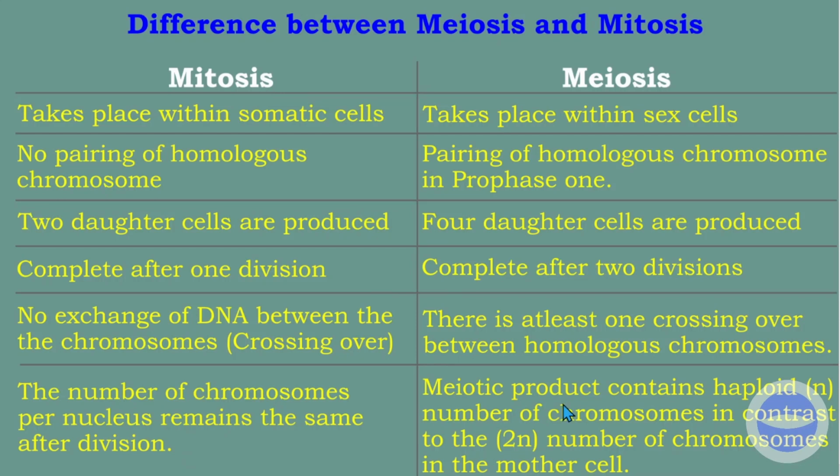And meiotic products contain the haploid number of chromosomes in contrast to the diploid number of chromosomes in the mother cell. We know that the function of meiosis is to halve the number of chromosomes from the parent cell, so it produces haploid gametes from diploid cells. This is the function of meiosis. In mitosis, the number will remain the same. In meiosis, the number will be halved. In humans, we have 46 chromosomes and we end up with 23 chromosomes. But in mitosis, we still get 46 after the cycle has completed.